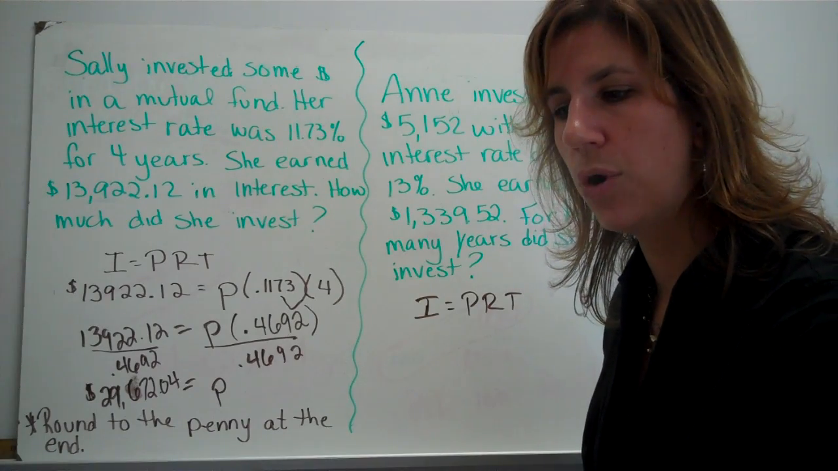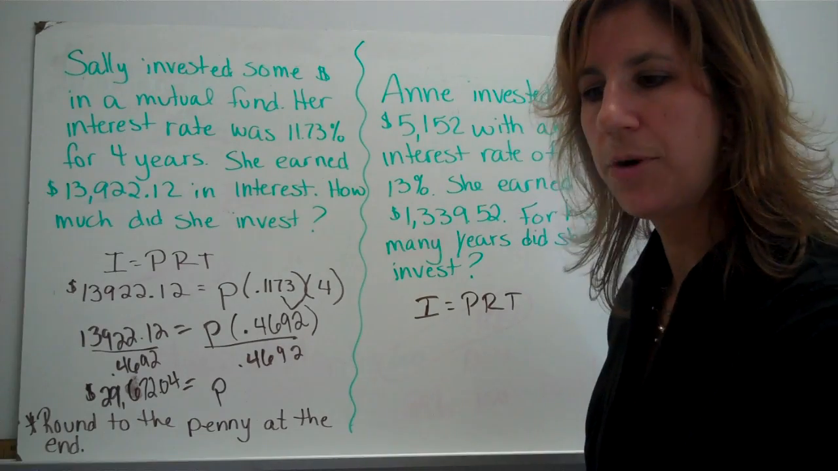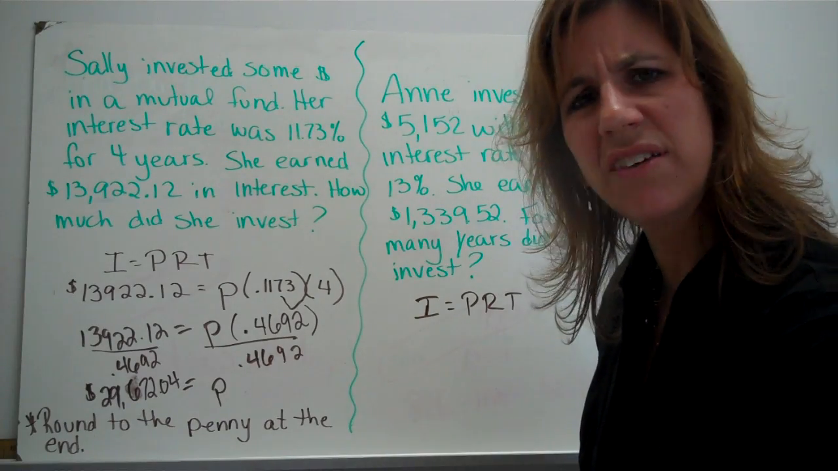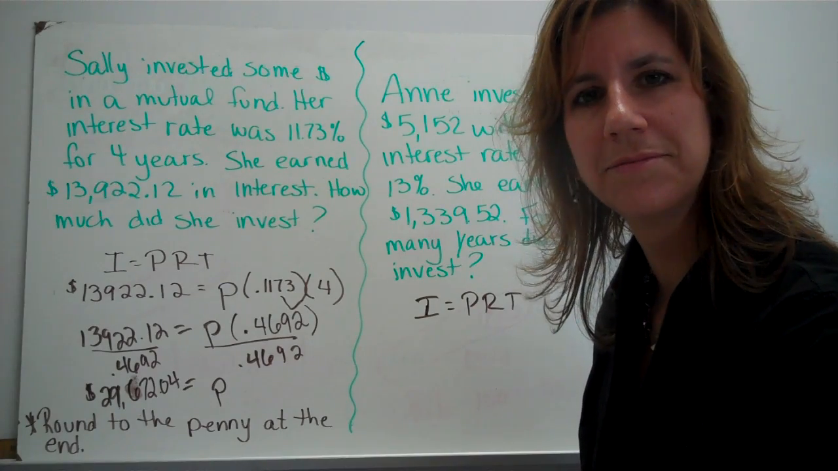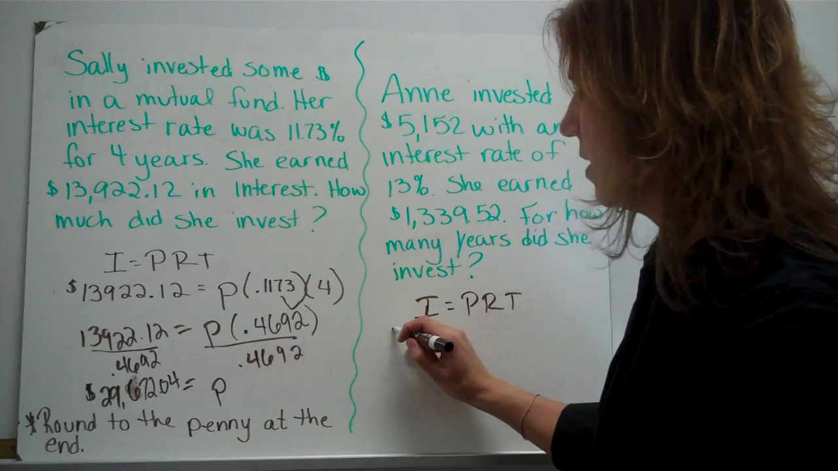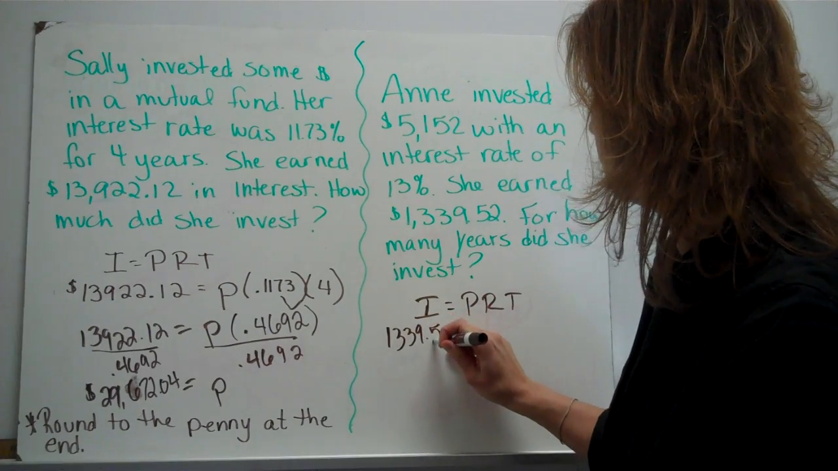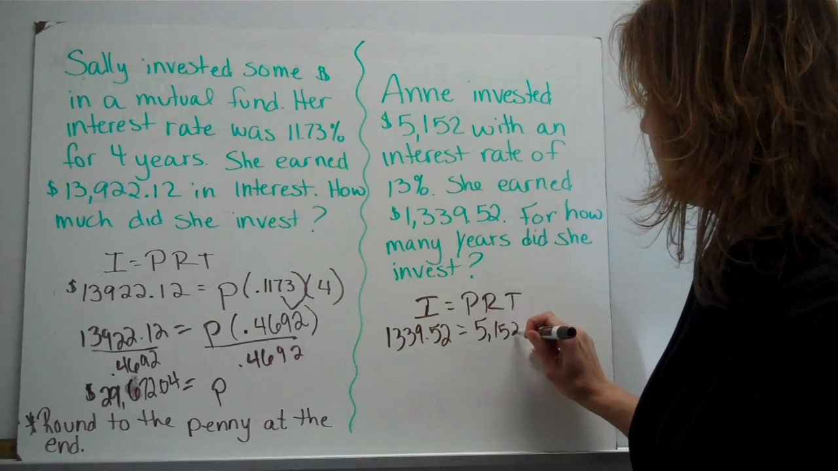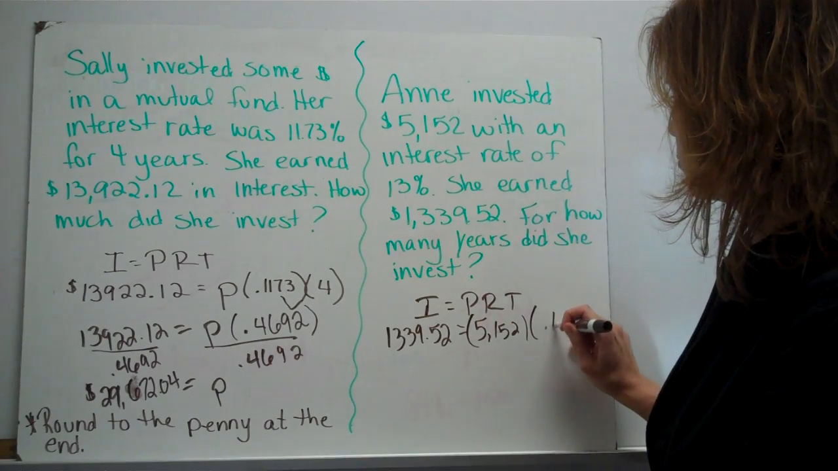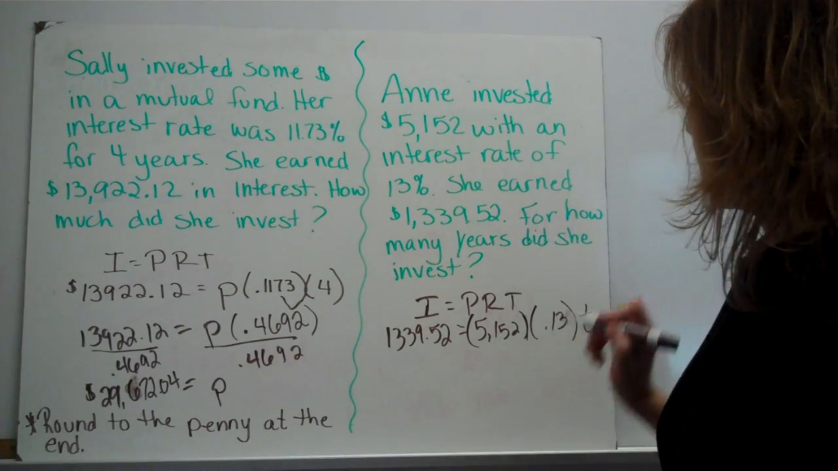Here you're solving for the time. How many years? So fill in what you know. Pause the video. Try it on your own. Give it a shot. Even if you get it wrong, it's okay. You have an eraser. You can always erase it. All right. Here's what I have. 1,339.52 was the interest. We know she put in $5,000. We know the interest rate. Again, notice the decimal. We need to know the time.